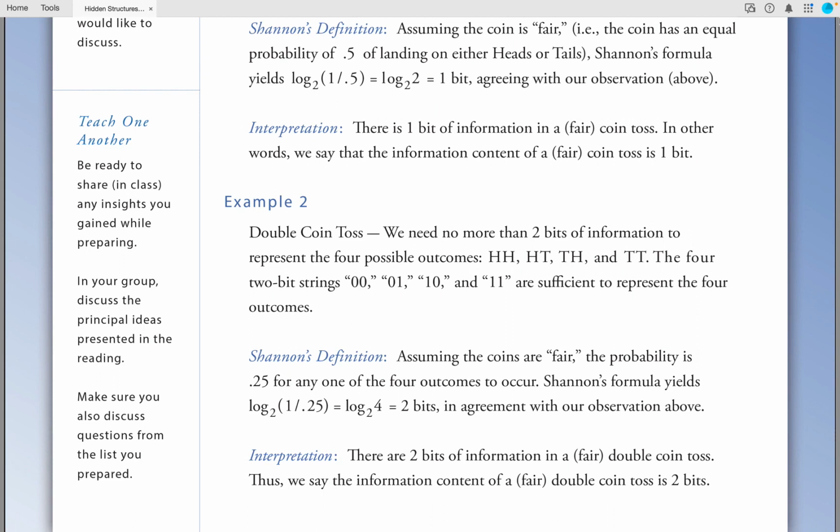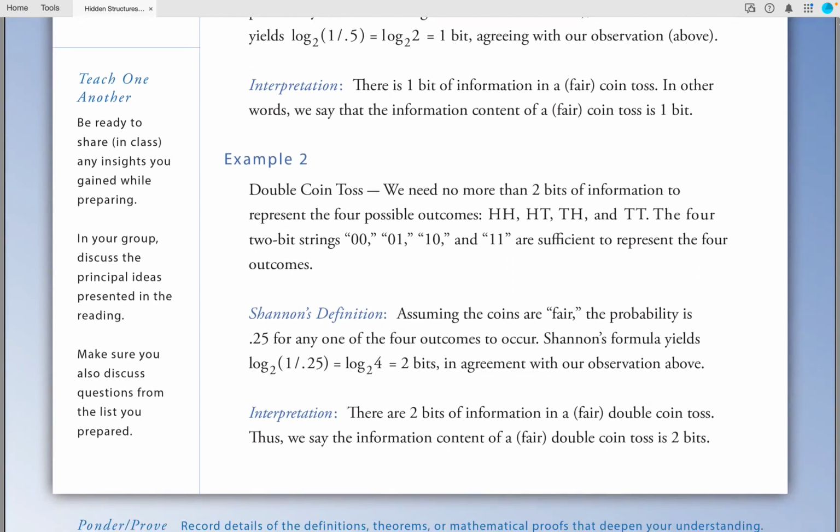Shannon's definition. Assuming the coins are fair, the probability is 0.25 for any one of the 4 outcomes to occur. Shannon's formula yields log base 2 of 1 divided by 0.25, which is equal to log base 2 of 4, which is equal to 2 bits. Again, in agreement with our observation earlier. Interpretation. There are 2 bits of information in a fair double coin toss. Thus, we say the information content of a double coin toss is 2 bits.